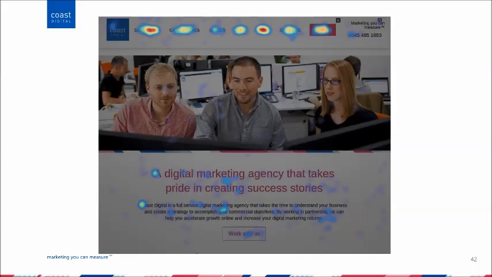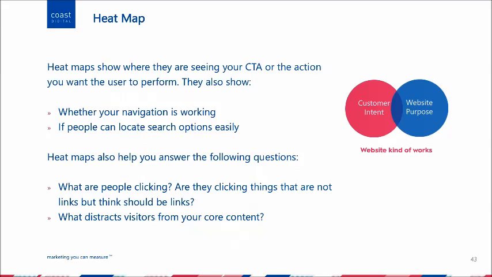So we've got heat maps, and they give you a great visual representation of aggregated data. Where are people clicking? I think many people have seen these. Red shows an area of interest or a lot of clicks, whereas blue is an area with little interest. Heat maps are great because they can answer questions such as whether your navigation is working, or if people can locate the search on your page easily, or what are people clicking? Are they clicking things that they think are links but are not links? And is there anything distracting the user from your content?